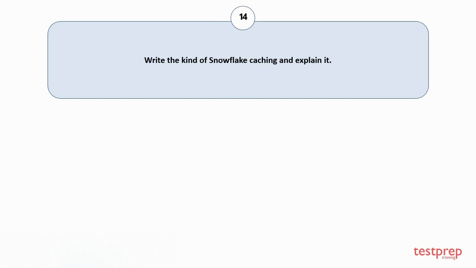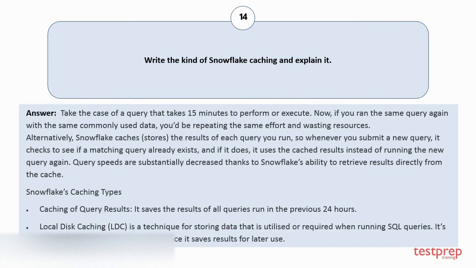Question number 14. Write the kinds of Snowflake caching and explain them. Your answer is take the case of a query that takes 15 minutes to execute. Now, if you ran the same query again with the same commonly used data, you'd be repeating the same effort and wasting resources. Alternatively, Snowflake caches the results of each query you run, so whenever you submit a new query, it checks to see if a matching query already exists, and if it does, it uses the cached results instead of running the new query again.